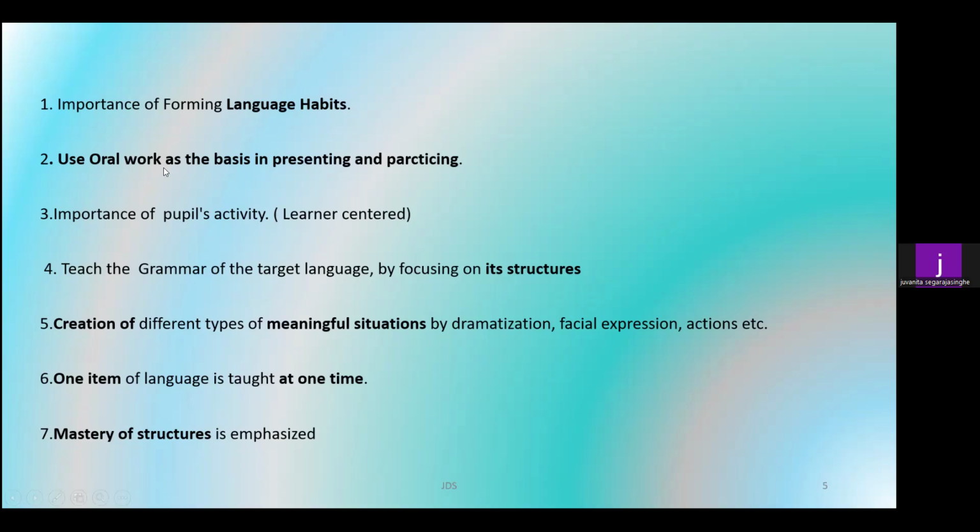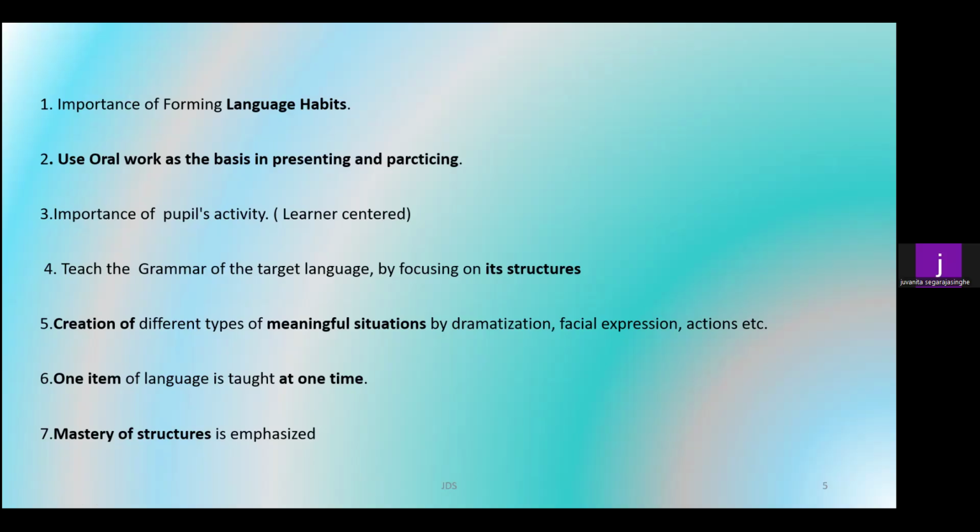See, oral work, repetition. What is the oral work they are doing? They are repeating, right? So through the oral work of repetition, the structures are going to get presented, right? All these are very small, subtle points that we need to remember when we are doing a lesson. This is how it has to happen.